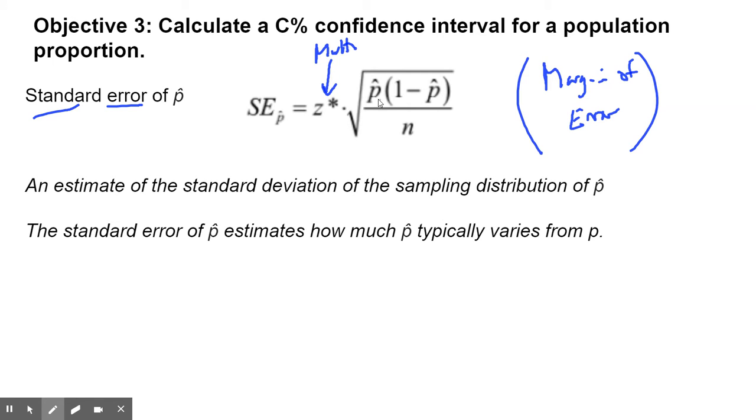And then this right here is going to be just like the standard deviation formula that we used to find the standard deviation of the sampling distribution of p hat. Notice it has the p hat values in there, right? Because we are not given the p value. So again, this is an estimate of the standard deviation, very similar to that formula. And again, the standard error of p hat estimates how much p hat typically varies from p. Again, there are those words, typically varies. And again, it's all about a width, a variability, a spread, if you will.